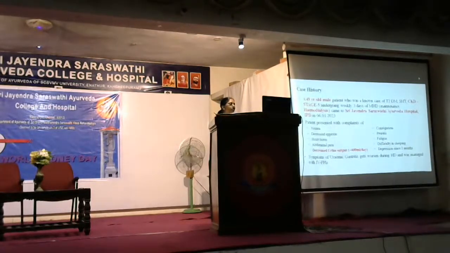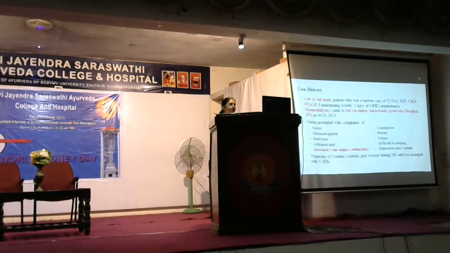A 49-year-old male patient, a known case of type 2 diabetes mellitus, systemic hypertension, and chronic kidney disease of stage 5, undergoing maintenance hemodialysis three days a week, came to Sri Jayendra Saraswati Ayurveda Hospital, IPD, on 6/1/2023 with complaints of nausea, decreased appetite, heartburn, abdominal pain, decreased urine output of approximately 400 ml per day, constipation, pruritus, fatigue, difficulty in sleeping, and depression for the past 2 months.